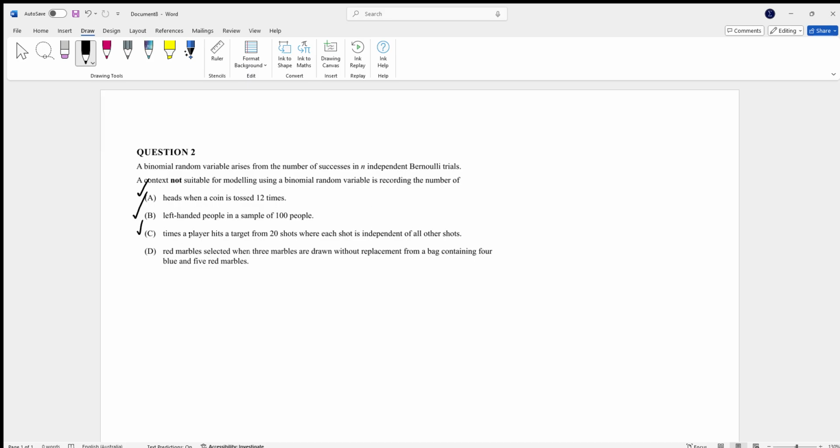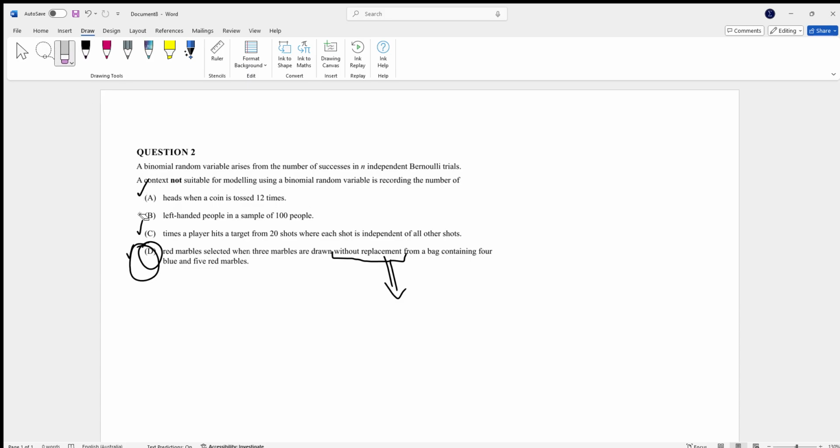So from process of elimination, the thing that doesn't work will probably be D. But let's understand why D doesn't work. Red marbles selected when 3 marbles are drawn without replacement from a bag containing 4 blue and 5 red. So without replacement basically means each event is not independent, because if I take out a red marble, then I'm less likely to get a red marble the next time I pick it out. So D is the correct answer because it's not suitable for a binomial random variable.